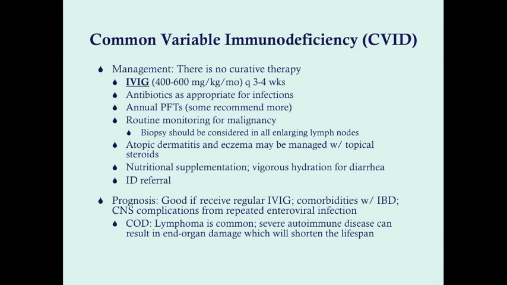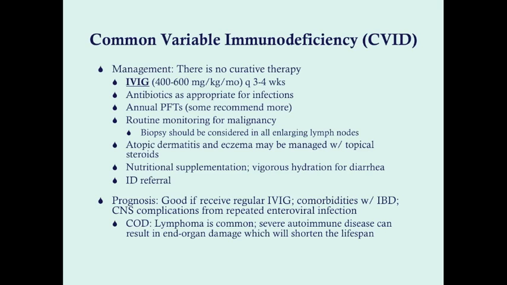Management. So we give IVIG just like in XLA every 3 to 4 weeks. We give antibiotics just like in XLA for infections. Annual pulmonary function tests. Again, same reason. These patients get bronchitis and pneumonia. You get it enough, you start to get chronic lung damage.